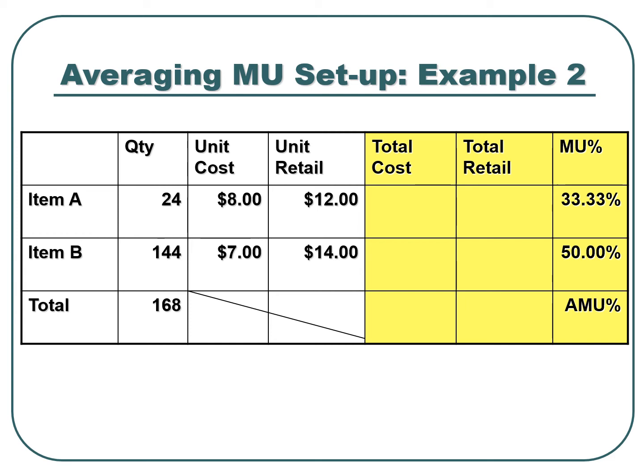Okay, now let's take a look at this second example. This example setup is exactly the same as the previous example, except that now the quantity is flipped. Now item A comes in 24 units, and we have 144 of item B. Everything else remains the same. The unit costs are the same as the previous example. The markup percent for each item is the same as the previous example. But the quantity is now different.